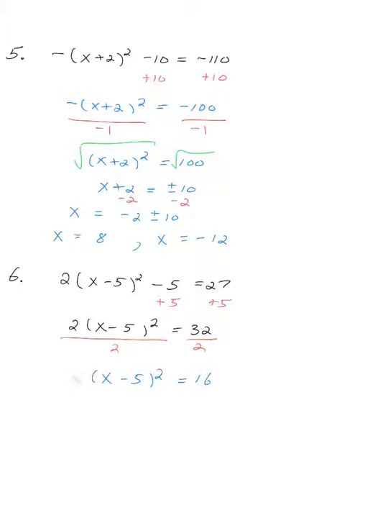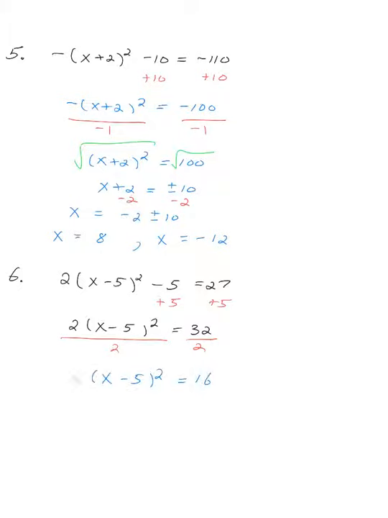Now when I apply the square root to both sides, we get that x minus 5 is equal to plus or minus 4. And adding 5 to both sides, we get x is equal to 5 plus or minus 4. So again, we get two solutions: 5 plus 4, which is 9, as well as x is equal to 5 minus 4, or 1.